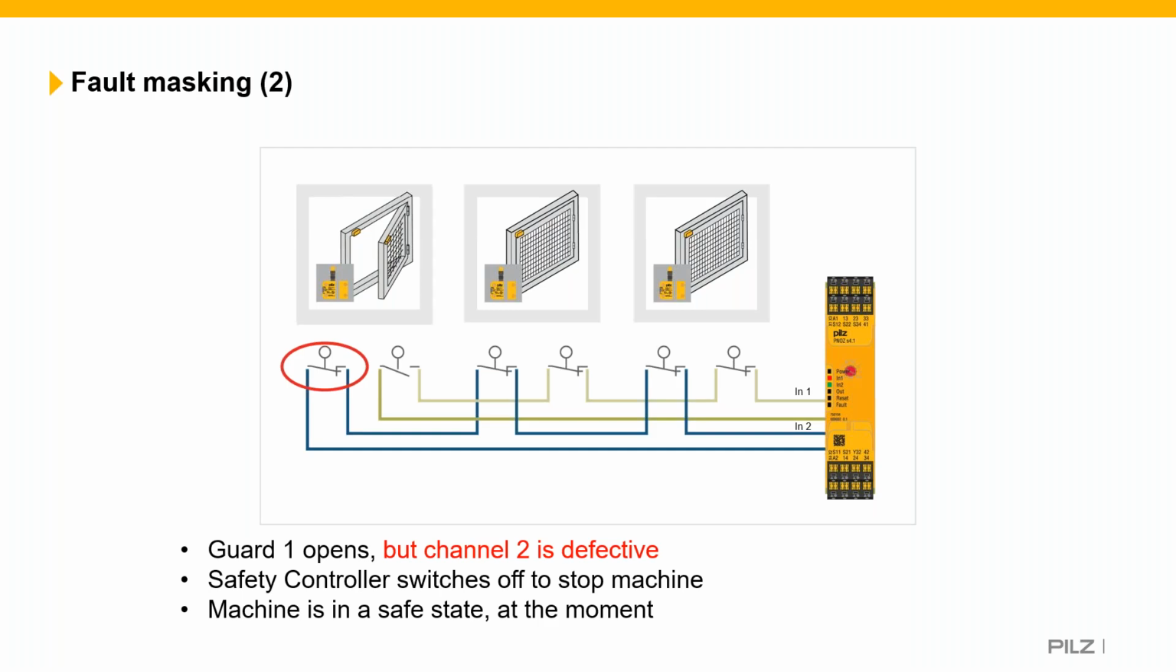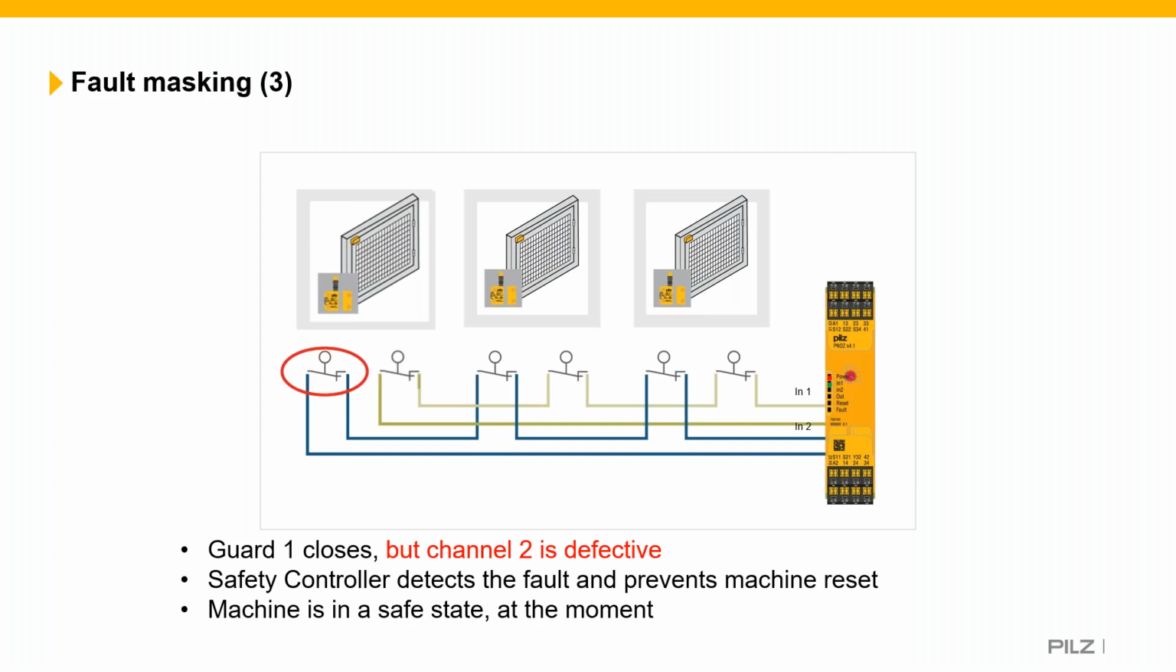For some reason, the operator needs to open guard 1. It could be due to batch misalignment, for example. When they open guard 1, channel 1 opens, but channel 2 is defective and remains closed. You can see that here: channel 1 opens, this is closed. The safety controller switches off to stop the machine, and the machine is in a safe state for now. Once they've cleared the misalignment, the operator closes the guard, but channel 2 is defective. The safety controller does its job, detects the fault, and prevents the machine being reset. Again, the machine is in a safe state for now.